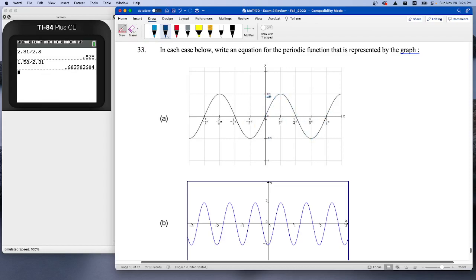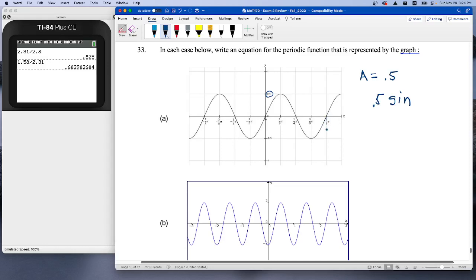It has an amplitude of 0.5. It goes from here to here, negative 0.5 to 0.5. So I would say my amplitude is 0.5. Starting at 0 going up, so again, I'll use a sine, 0.5 sine. And then now I need to figure out, so it starts here, goes up, and then comes here.